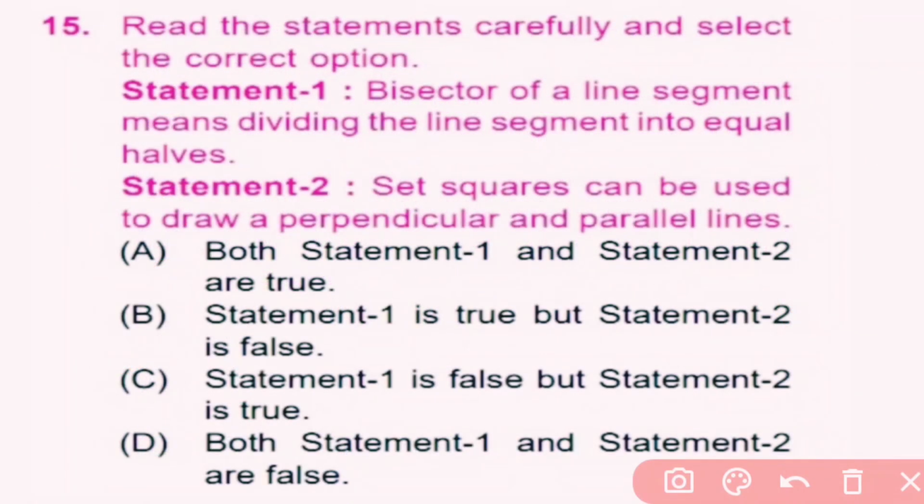Question number 15. Read the statements carefully and select the correct option. Statement 1. Bisector of line segment means dividing the line segment into equal halves. This statement is correct. Statement 2. The set square can be used to draw perpendicular and parallel lines. This statement also correct. So here both statement 1 and statement 2 are true. A is correct answer.